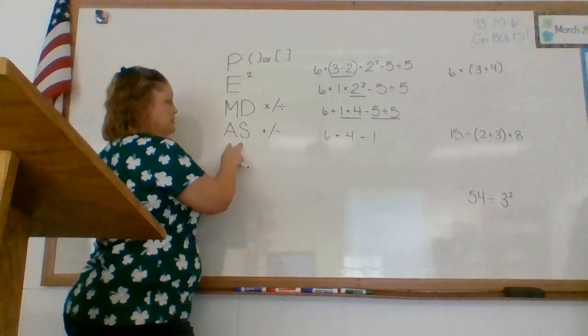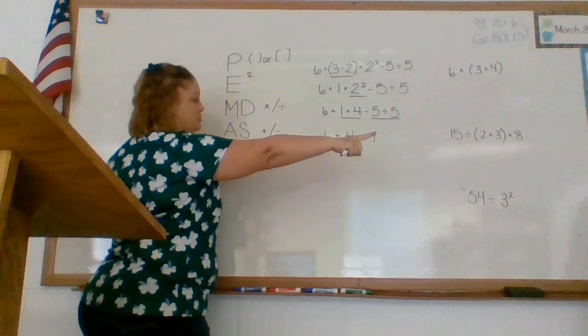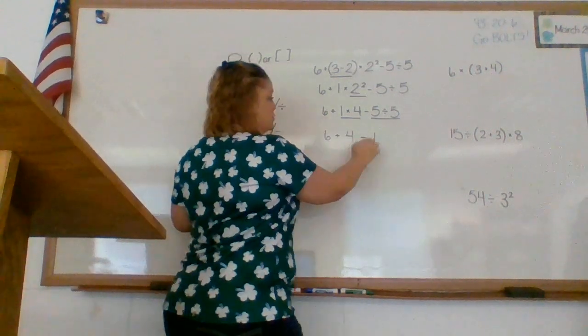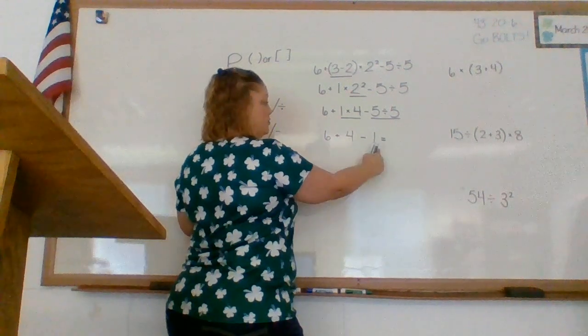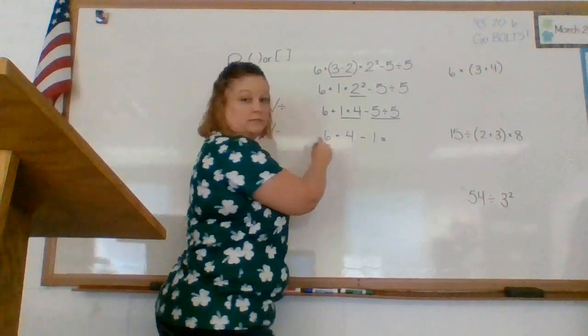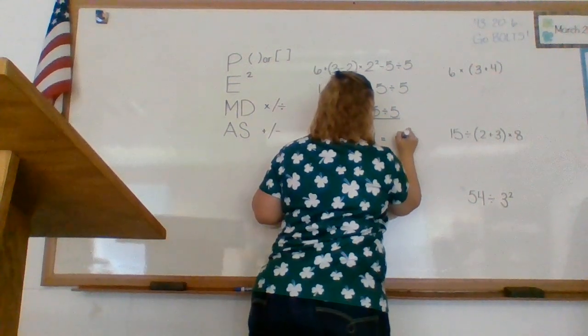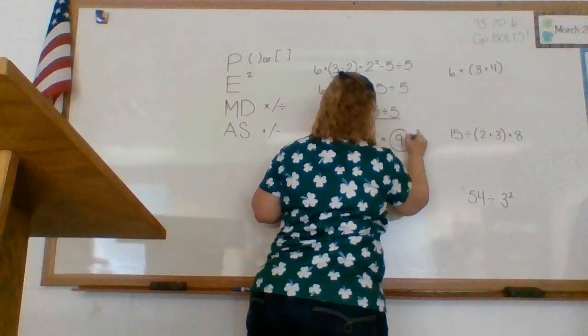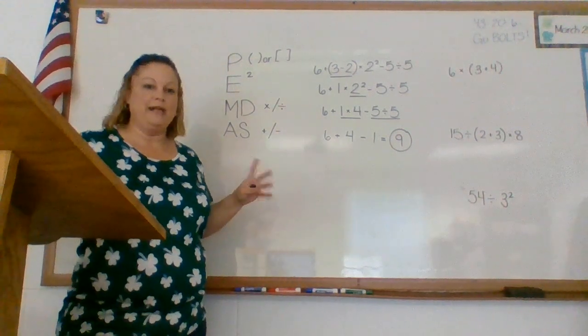So both of these, it doesn't matter if subtraction comes first or addition comes first, we always go left to right. So in this case, when we're down to addition and subtraction, we can just go straight across. 6 plus 4, which is 10, minus 1, which is 9, and that's how we get that answer.